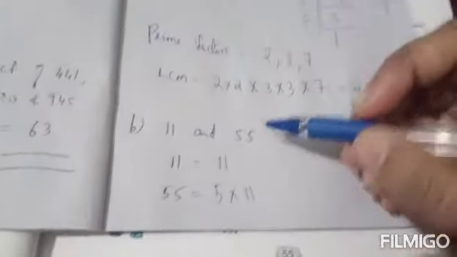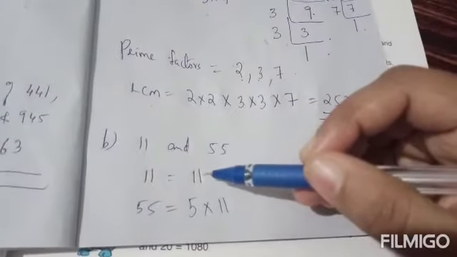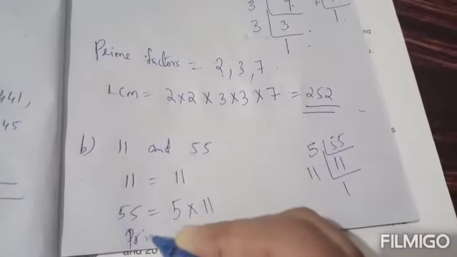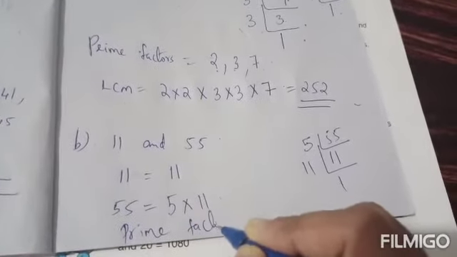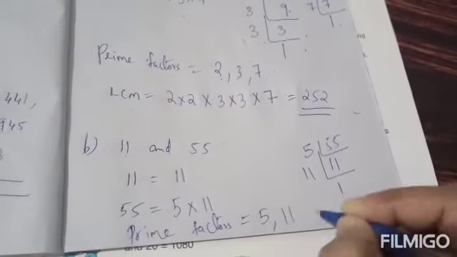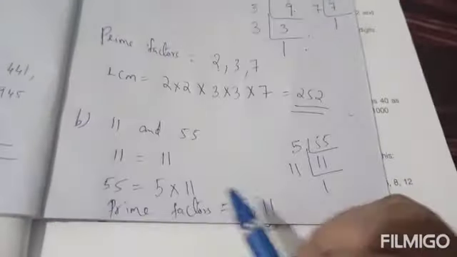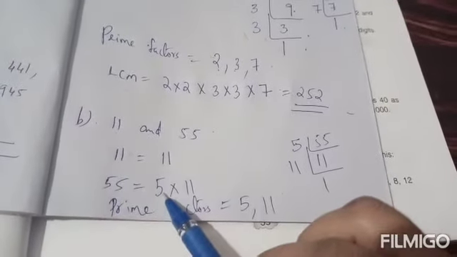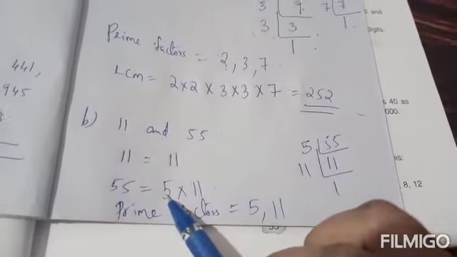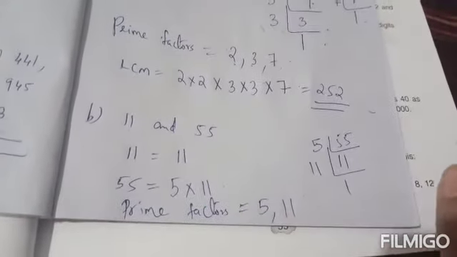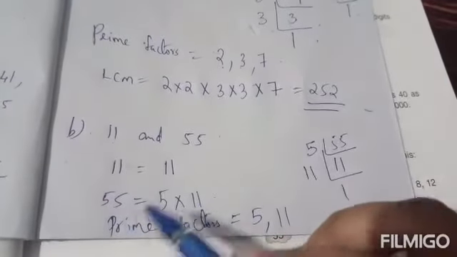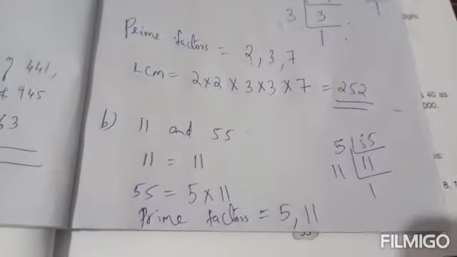Okay, now here the prime factors used are 11 and 5. So you can write the prime factors equal to 5, 11. Now how many times is 5 coming? In 55 it is coming one time and in 11 it is not coming. So in the LCM of 11 and 55, 5 will come one time.